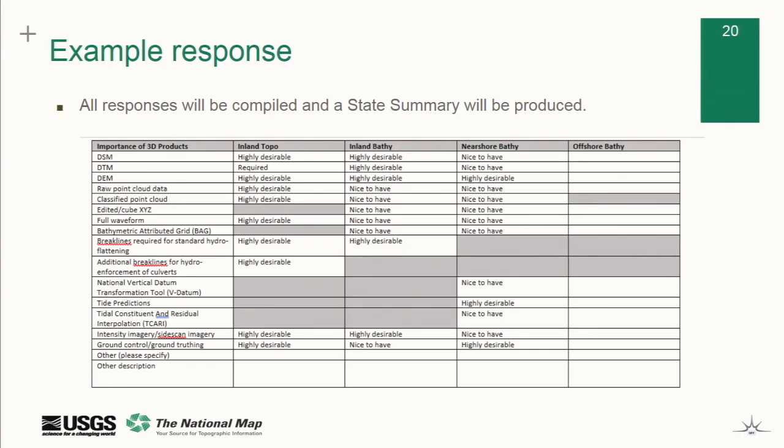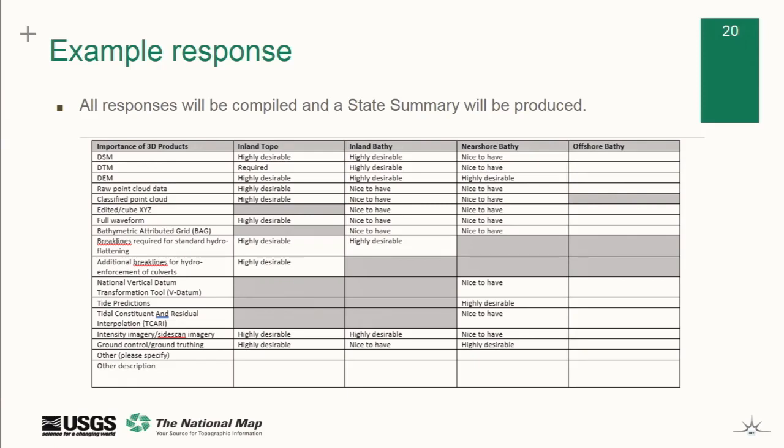So we're going to take this kind of information, and if something is required, that obviously gets a much higher ranking than if something is just nice to have. And then all of that gets compiled, not just for North Carolina, but for the whole country. And we end up making recommendations, both summaries state by state, but also recommendations for the whole country and the whole program. So 3DEP may change because of the results of this study.